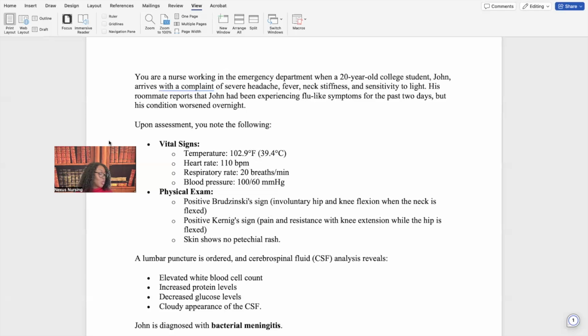What infection control measures are appropriate for the patient diagnosed with bacterial meningitis? 1, airborne precautions until the symptoms resolve. 2, standard precautions only. 3, droplet precautions for at least 24 hours after antibiotic initiation. Or 4, contact precautions for the duration of the hospitalization.